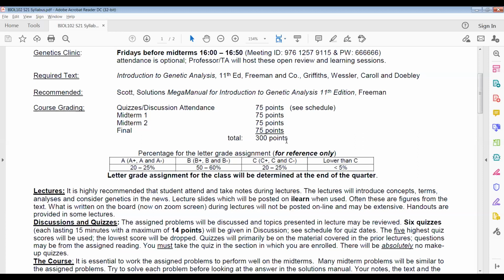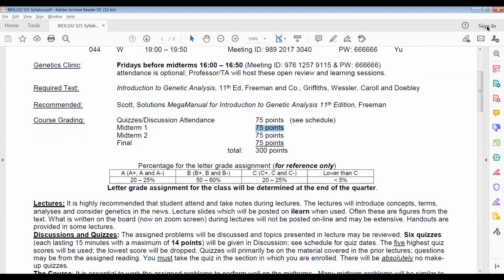So the maximum possible points for each of you is 300 points. And this includes 75 points from the discussion session. I'm going to talk about this a little bit later. And for the midterms, we have 2 midterms, 1 and 2, so each one is worth 75 points. And then the final, the same, 75 points. Let me go back to the slides. So I'm going to show you something about the discussion.